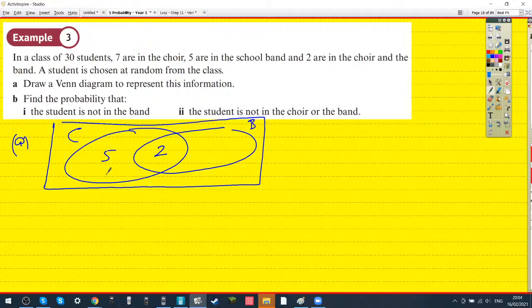And then band would be 3. Yeah. And then you add them and take away from 30. Yeah. You get 20. So 20 would be on the outside. Well done.